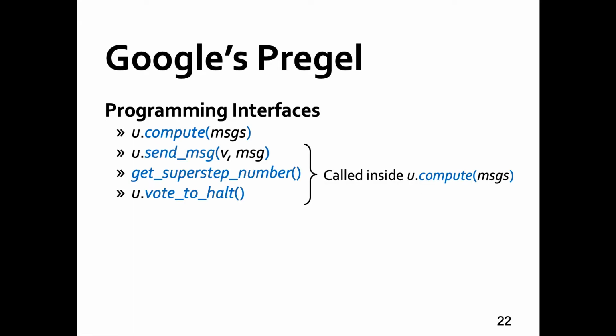Inside the compute function, a vertex can send messages to other vertices, get the current iteration number to determine what action should be taken, and deactivate itself by voting to halt.